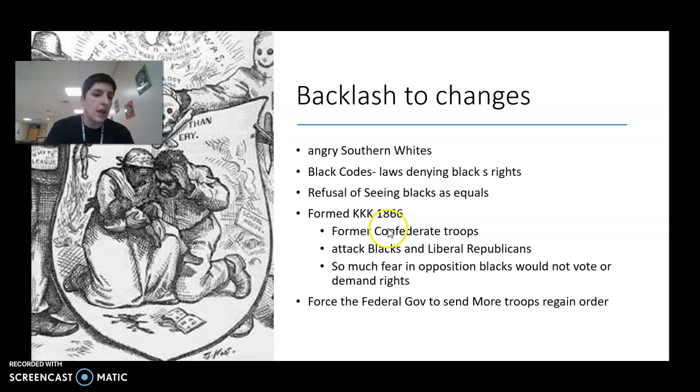This is when the KKK gets formed in 1866. A lot of its members were former Confederate troops, and they would attack black people and liberal Republicans. There was a lot of fear and opposition, and black people tried to vote and demand more rights, but it was a real struggle. They ended up forcing the federal government to send more troops to regain order because it was becoming such a problem down south.